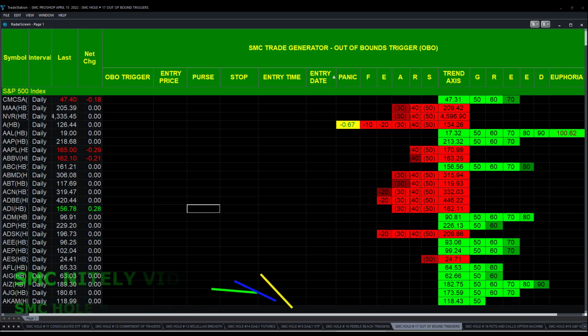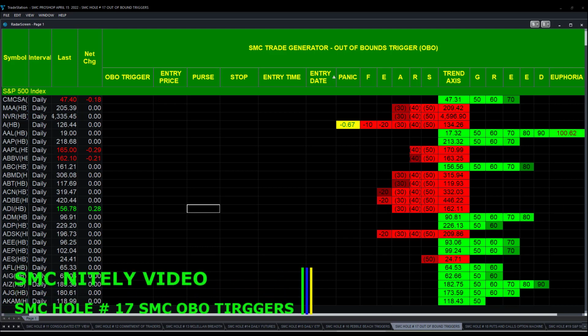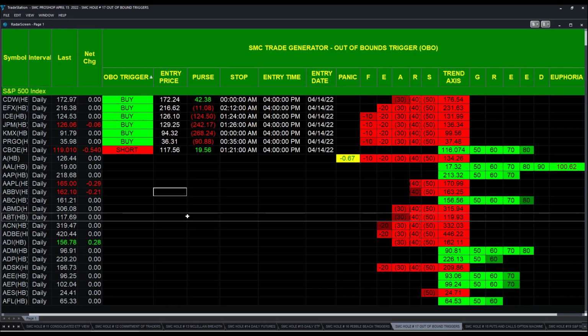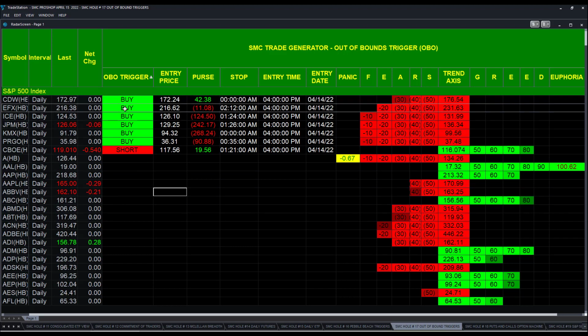Hole number 17, another one that you'll see a lot of during the week. This is the SMC Trade Generator out of bounds, OB. It's everything that the Pebble Beach is, except it does not take into consideration the candles. And here are the triggers. So on Friday, these stocks were generating buy signals, and they might be worth a look. This one was generating a short signal. SMC Trade Generator out of bounds, OB.